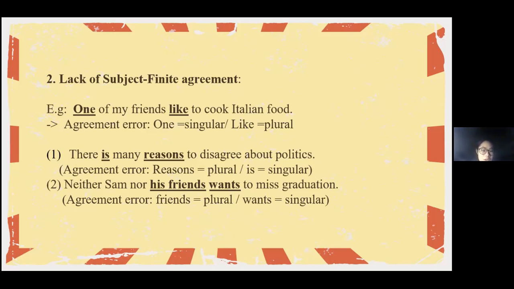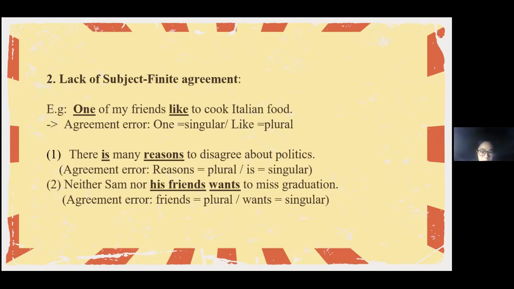For example, "One of my friends like to cook Italian food." In this sentence, there is an agreement error. "One" is singular and "like" is plural. The problem lies in the identification of "one" rather than "my friends" as the noun group that is functioning as the subject.